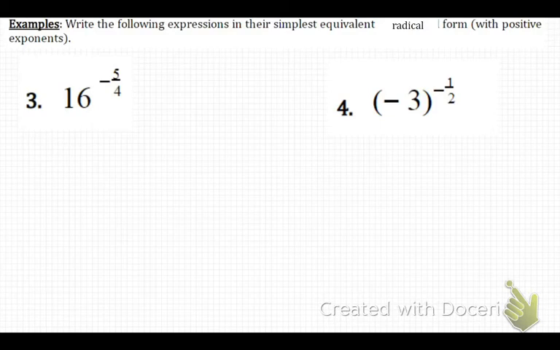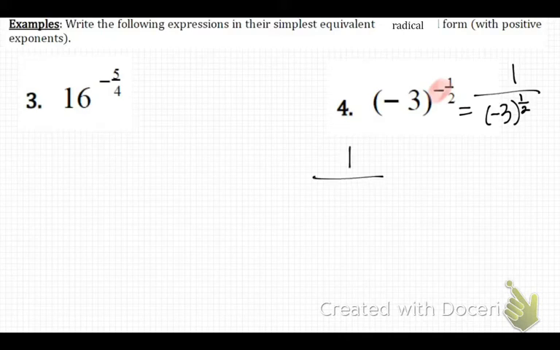So before I take care of that negative, I'm going to take care of my negative exponent. Okay, and I'm going to turn this into 1 over negative 3 to the 1/2 power. Is that part okay? We're not doing anything too new? Okay, now this says write it in radical form. So how do I write that as a radical?